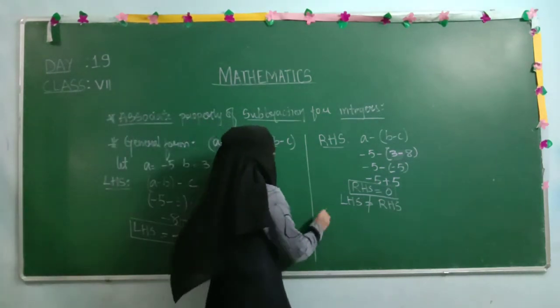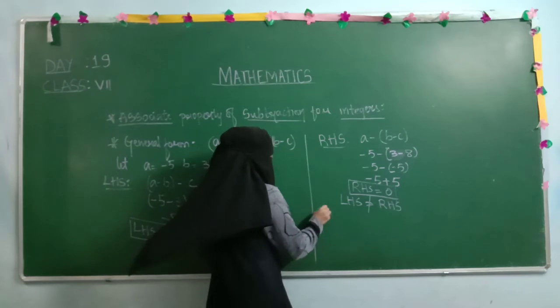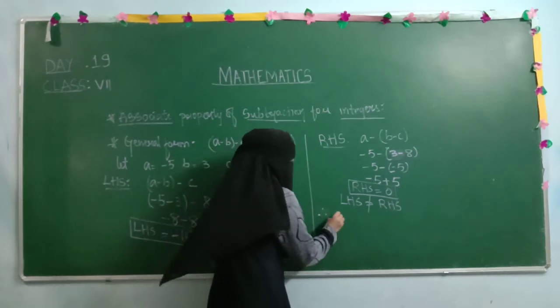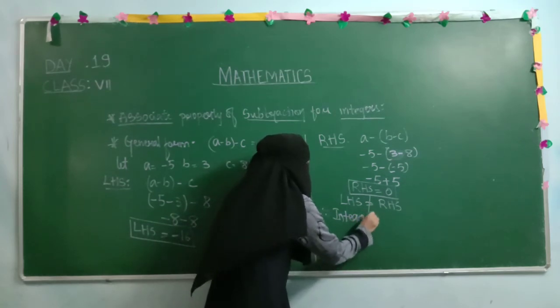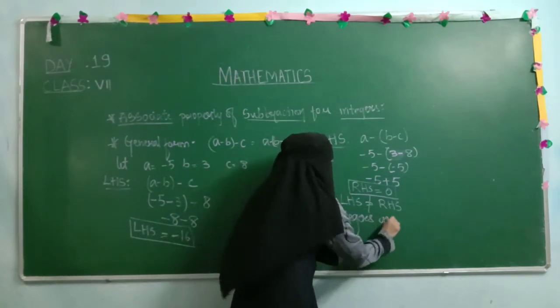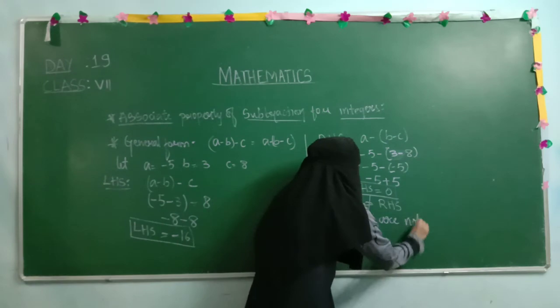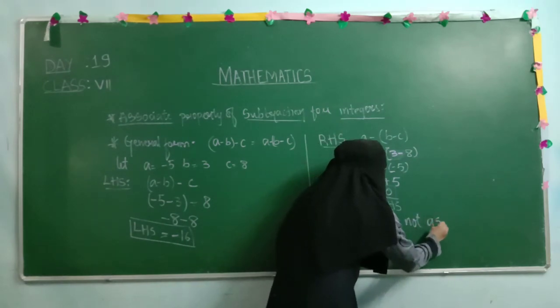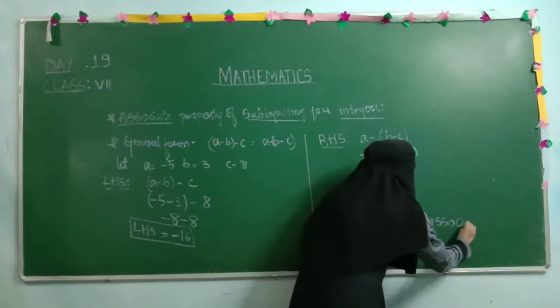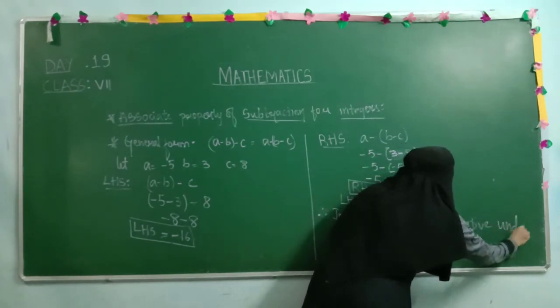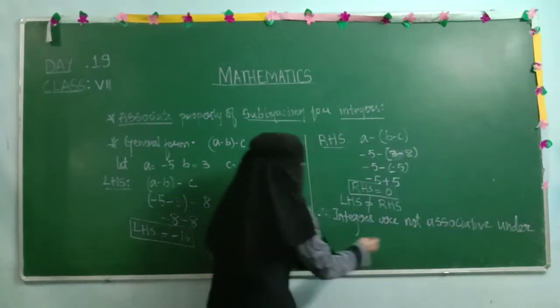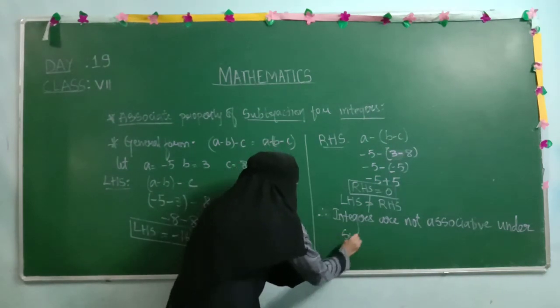So you need to conclude with: integers are not associative under, which operation have we verified? Under subtraction.